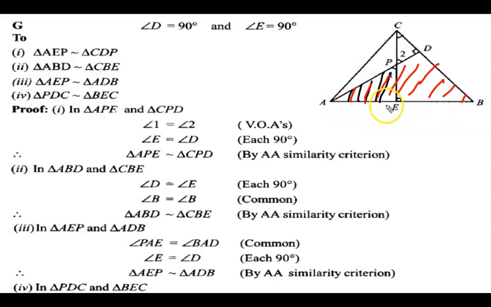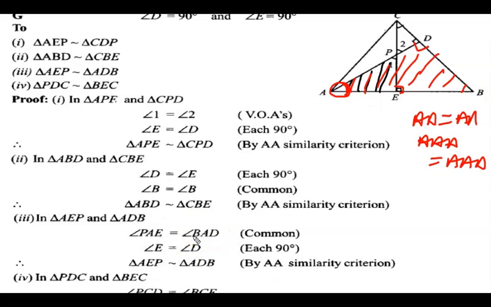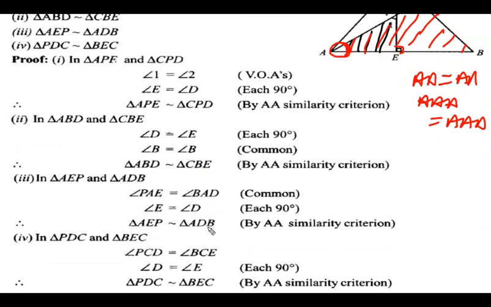Here PAE is common, so this angle is in both the black shade and the red shade. So this angle is common. Secondly, angle E is equal to angle D here. So again the condition becomes AA is equal to AA. So we can say AAA is equal to AAA. Therefore, these conditions are met, and these two triangles are also similar.